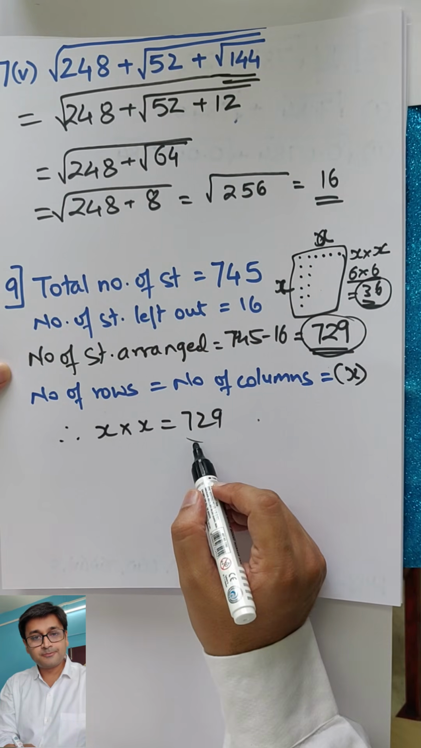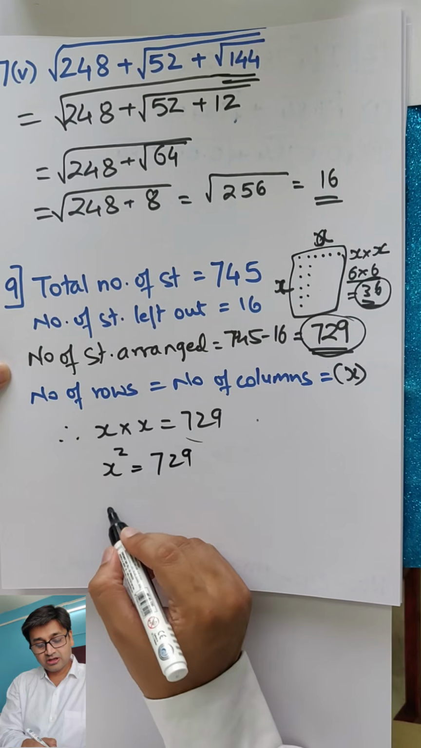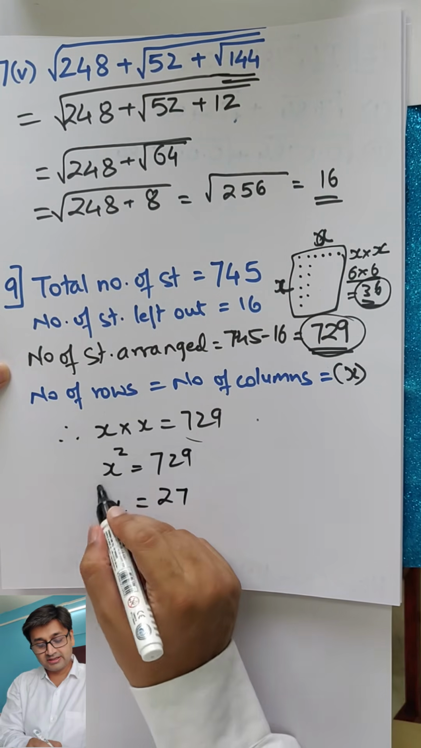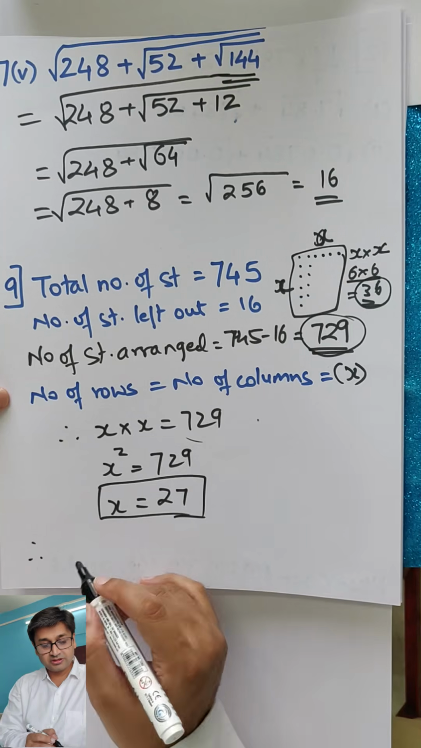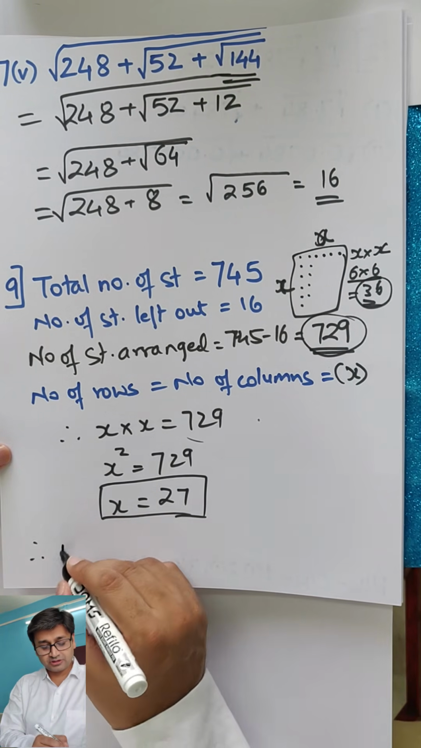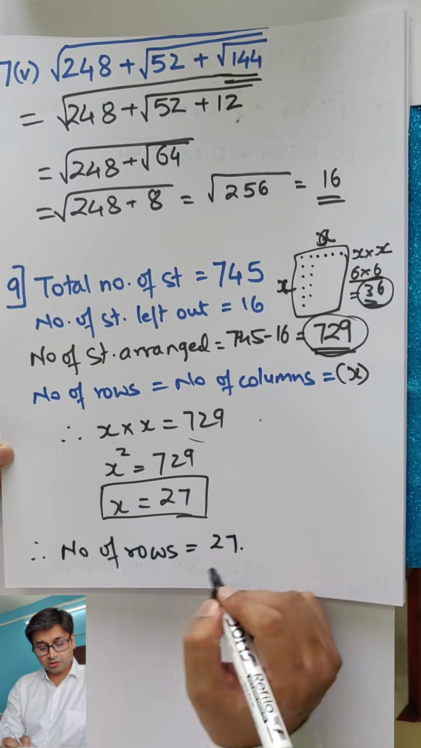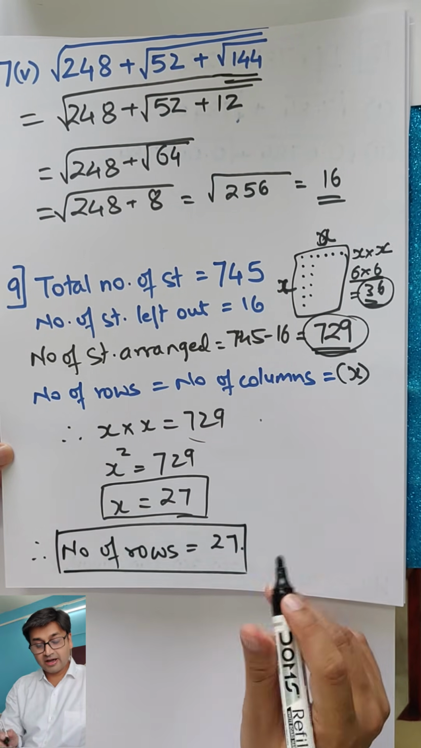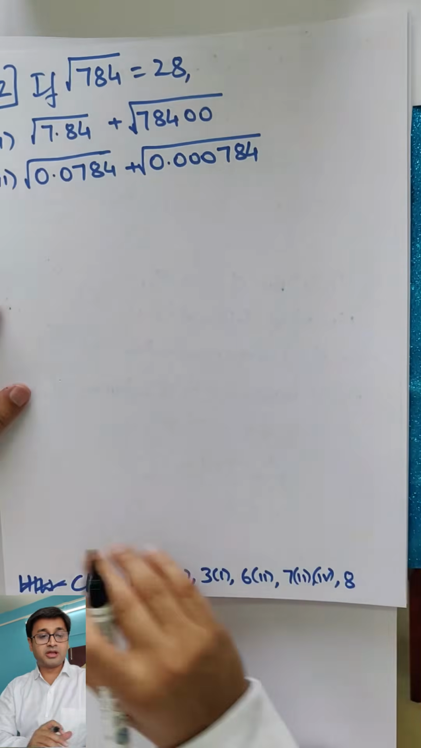So how many were there? 729. So x square is 729. So what will your x be? 27. Take factors if you do not know how to do it mentally, and then you say therefore. The final question is find the number of rows. So therefore number of rows is equal to 27. Did you manage to get it now? Simple? Brilliant. Let's go with the last question.